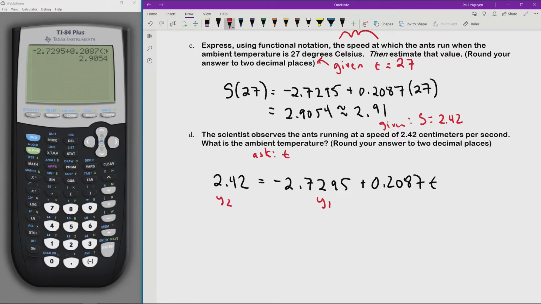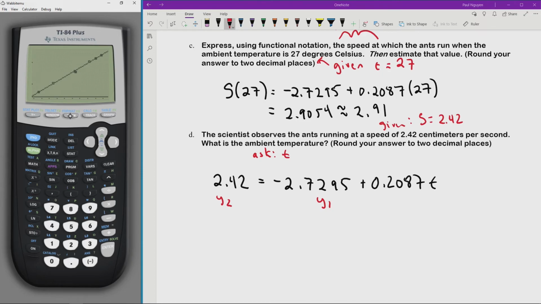We set the right side to y1, the left side to y2. We plug them both into our calculators. Y1 is negative 2.7295 plus 0.2087 times the variable x. And then in y2, we put 2.42. Now, if we go ahead and zoom stat in this situation, let's go down to our 9th option, we'll see that the lines don't quite cross on the screen. So we're going to have to zoom out once.